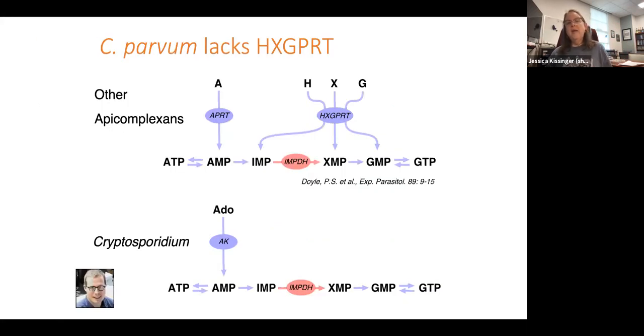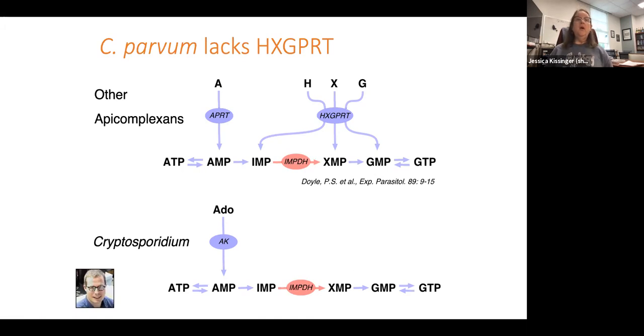So this was a nice example tying together some lectures this week. We may remember talking about HXGPRT when we were looking at gene structures. And this enzyme is present in most apicomplexans as part of a purine salvage pathway. But in Cryptosporidium, HXGPRT is missing. All right, and it looked like this enzyme right here, IMPDH, might be a good target as a choke point reaction, because if the parasite cannot synthesize guanine, it's really in trouble.